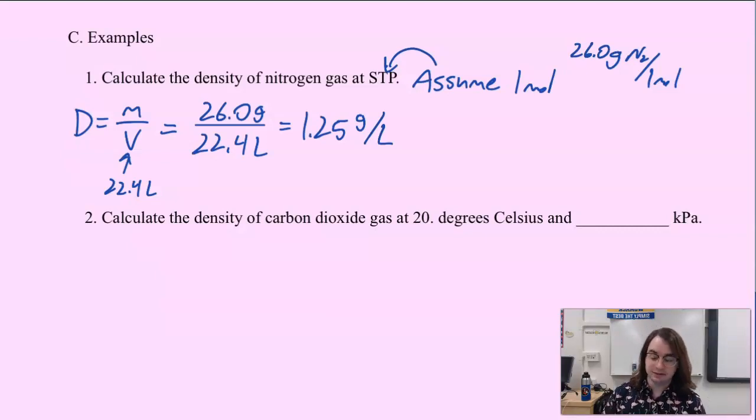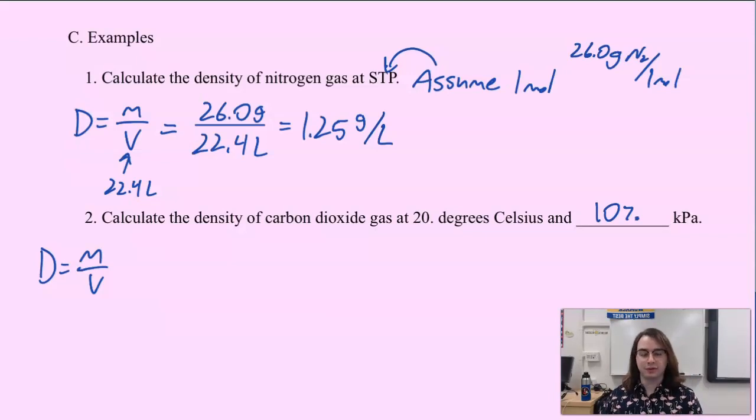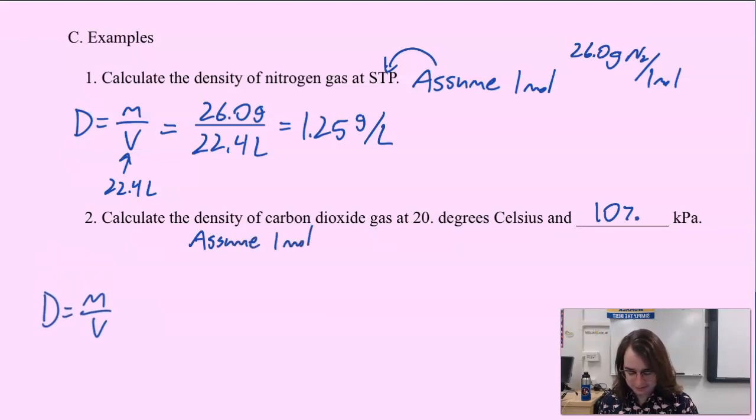But what if we're not at STP, like we see here at number 2? Calculate the density of carbon dioxide gas at 20 degrees Celsius and 107 kPa. All right, so let's keep that equation in mind that we're looking for. Density equals mass over volume. So we can figure out the mass, again, by assuming that we have 1 mole. So we're just going to continue to do that again. We're just going to assume that we have 1 mole. And if we assume that we have 1 mole, that makes the mass really easy. Because the mass we can figure out, we do the molar mass of carbon dioxide, and we should get about 44 grams per 1 mole.